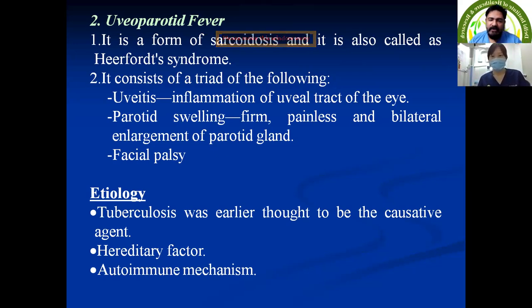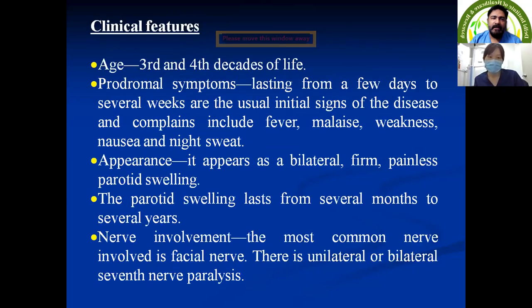Etiology: tuberculosis was earlier thought to be the causative agent. Then hereditary factors are there, and an autoimmune mechanism is there. Clinical features: age, third to fourth decades of life. There are prodromal symptoms lasting from a few days to several weeks, usually the initial signs of the disease, and complaints including fever, malaise, weakness, nausea, and night sweats.